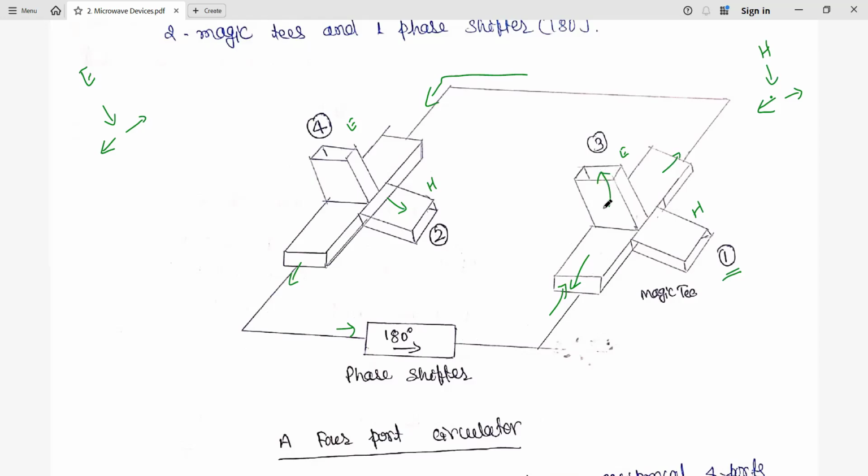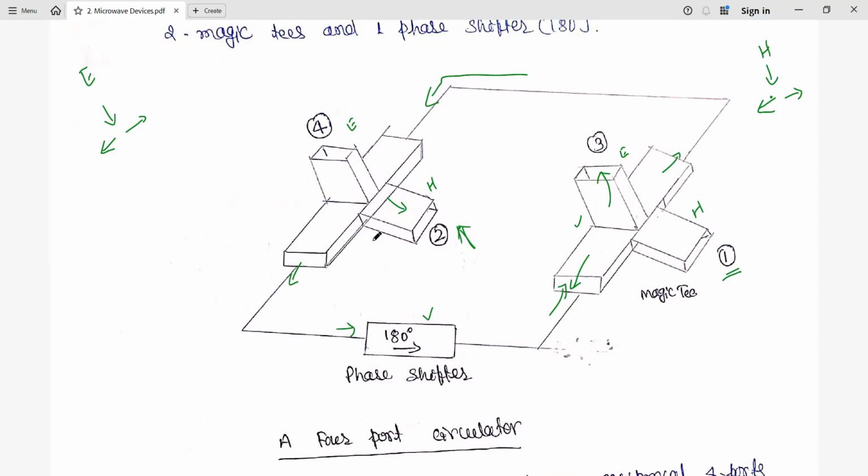Again, you will have a phase shift of 180 degrees here. So the previous 180 degrees and now 180 degrees. So the total phase shift is what? 360 degrees, that is 0 degrees. So that information from 2 to 3 is transmitted. First we have seen 1 to 2. Now the input was given to 2.